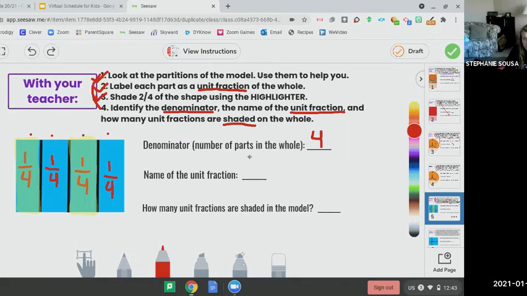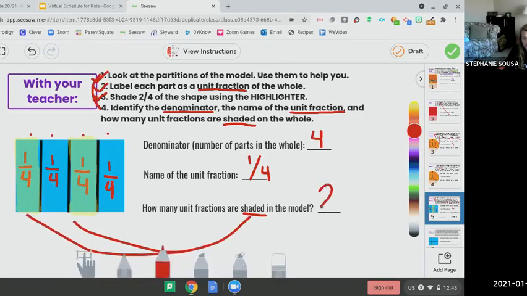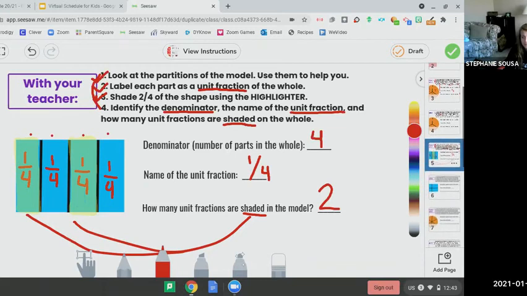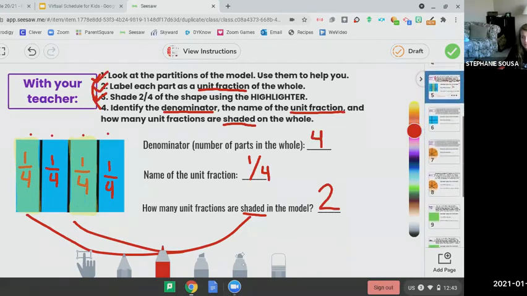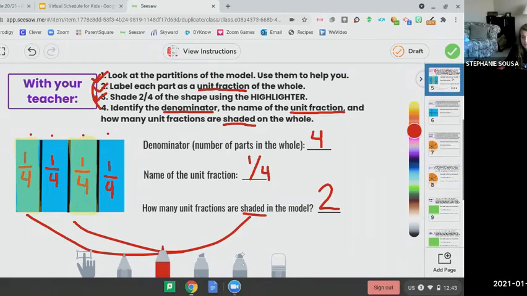Name the unit fraction. A unit fraction is one part of a whole. This part is called 1/4. How many fractions are shaded? That means how many are colored in? We colored 2 of these parts. So 2 have been shaded. Okay.